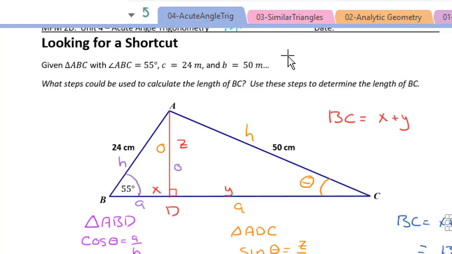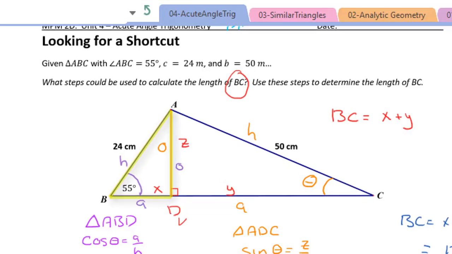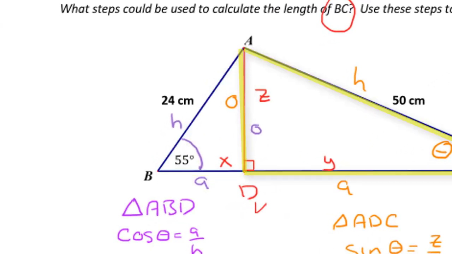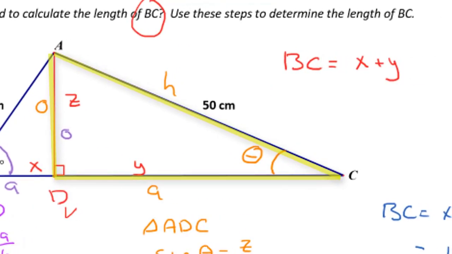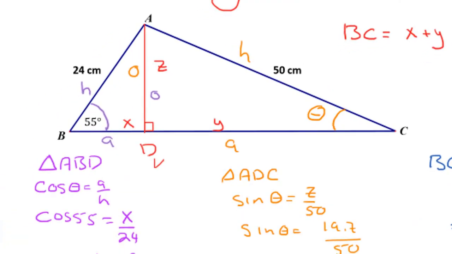In this question, they're asking you to determine the length of side BC, and I've constructed a perpendicular line from vertex A down to BC. I now have two right angle triangles. The one on the left is triangle ABD and the one on the right is triangle ADC. I'm given an angle in triangle ABD, 55 degrees, and I know the hypotenuse, 24 centimeters.